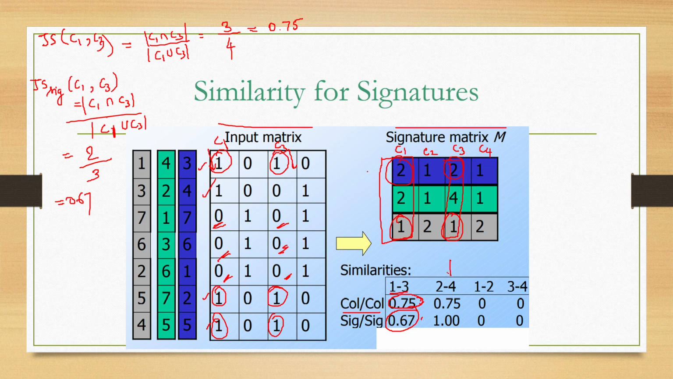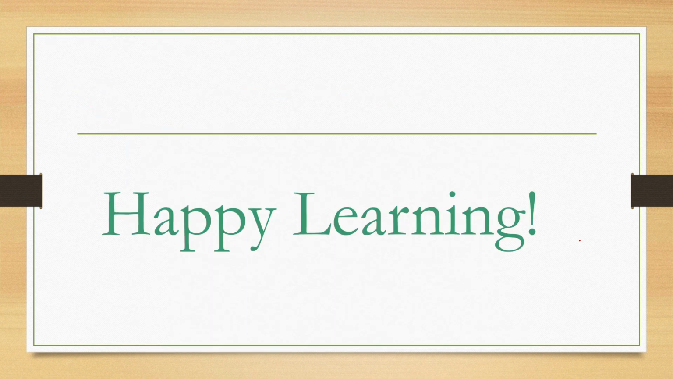You can go ahead and try to solve for column similarity between column 2 and 4, and then their signature similarity, similarity between 1, 2, 1, 3, and verify whether you get these same answers. The next topic of discussion would be LSH. Happy learning.